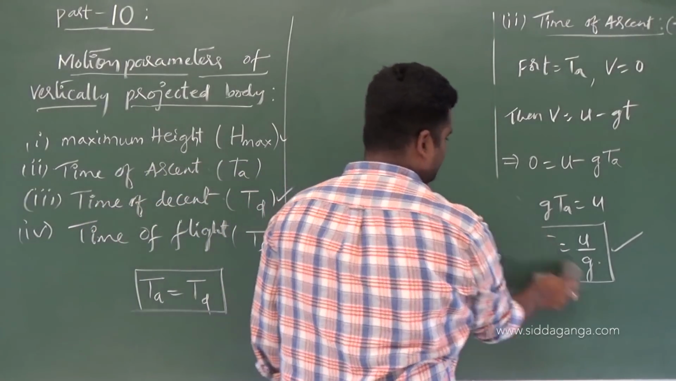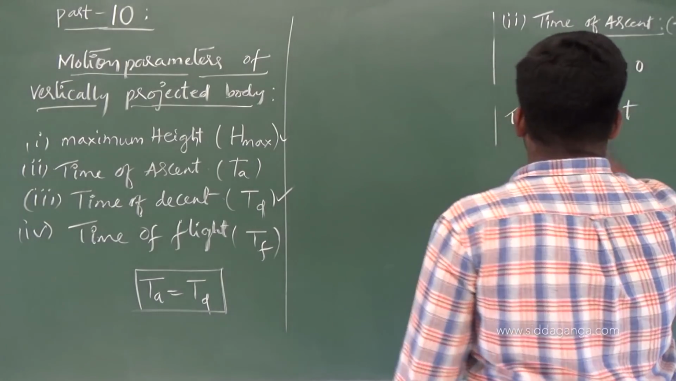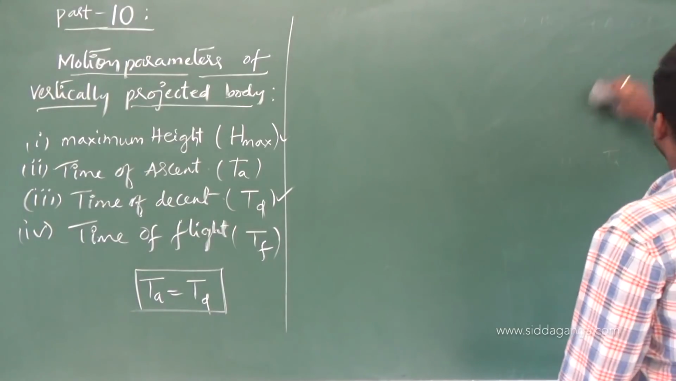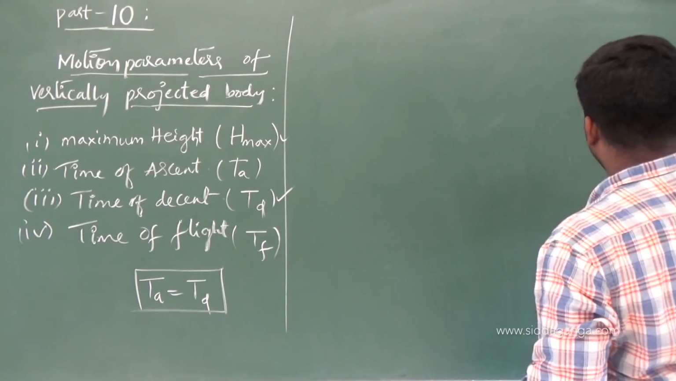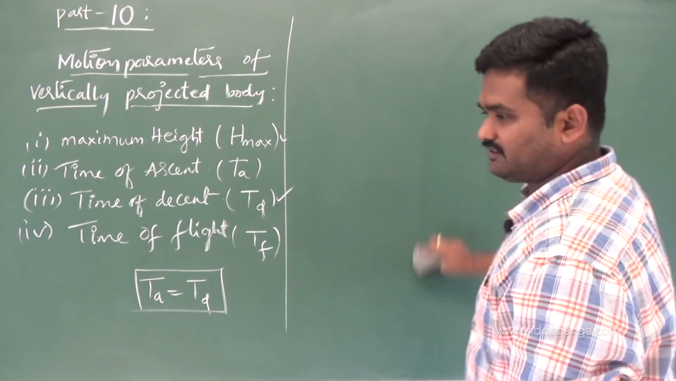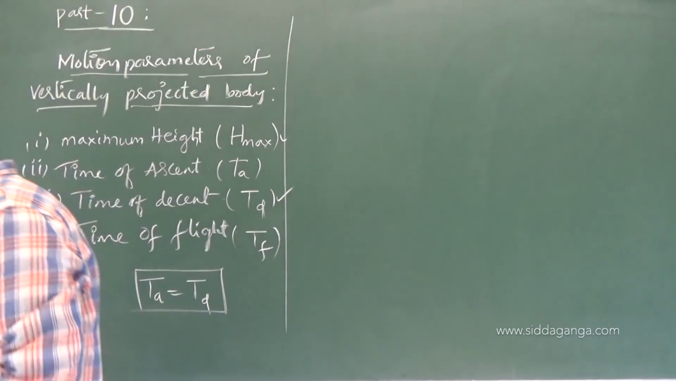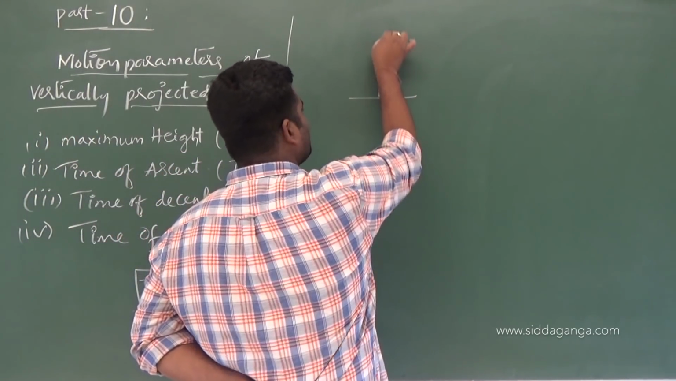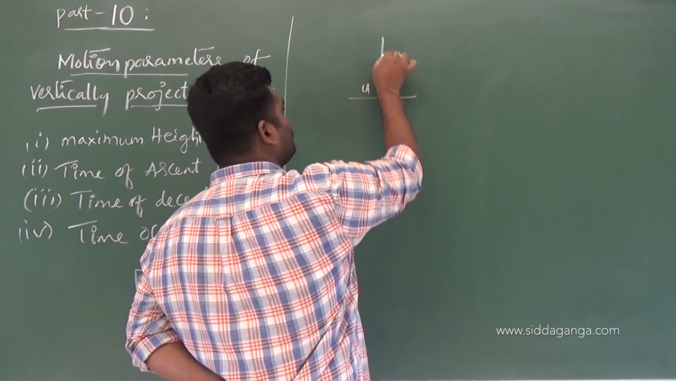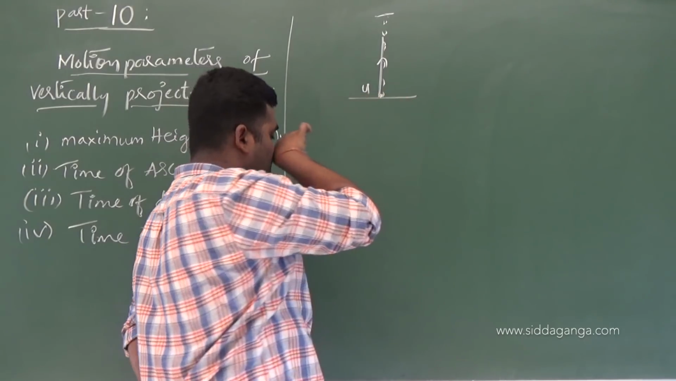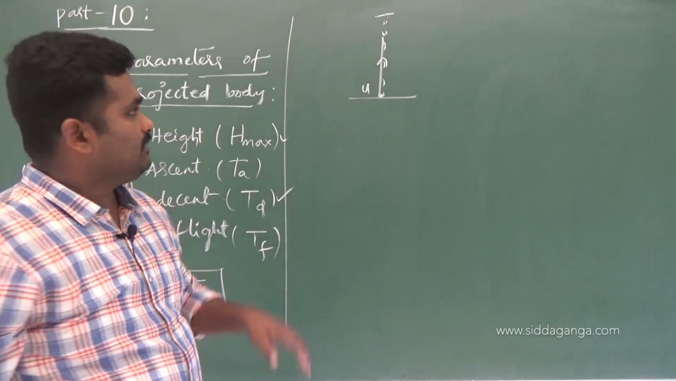Obtain the expression for time of flight of a projectile. How to write? Time of flight means the time taken from the point of projection to reach the same point of projection again, to come back to the same point. I throw from this point with u, it goes up, reaches the maximum height, and once again comes back to the same point of projection. That itself we call time of flight.